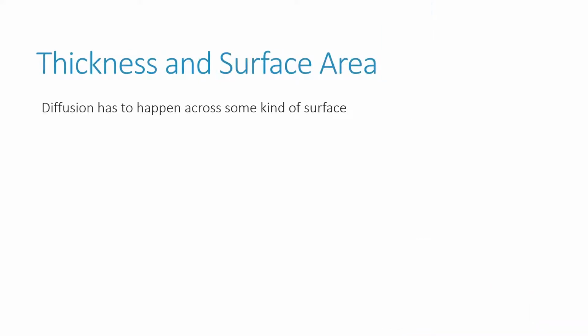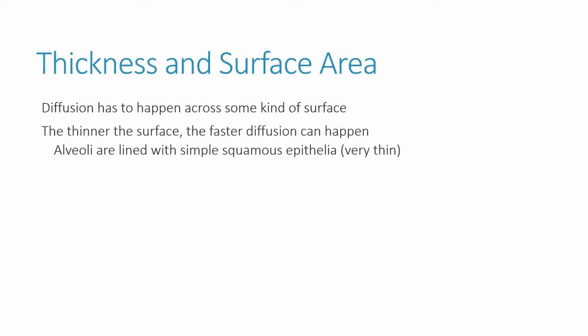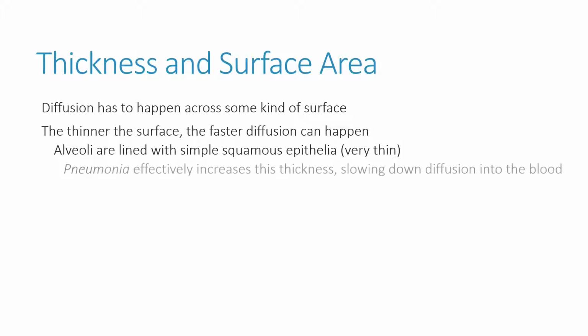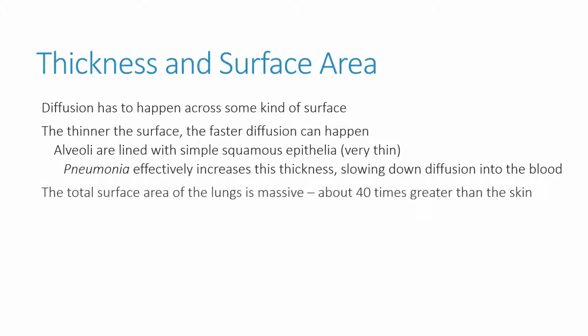Diffusion has to happen across some kind of surface. The thinner the surface, the faster diffusion can happen. Because of that, our alveoli are lined with a type of tissue called simple squamous epithelia, meaning it's very, very thin. Conditions like pneumonia, with an increase in fluid and mucus and other things, effectively increases this thickness and slows down the diffusion of oxygen from the alveoli into the blood.